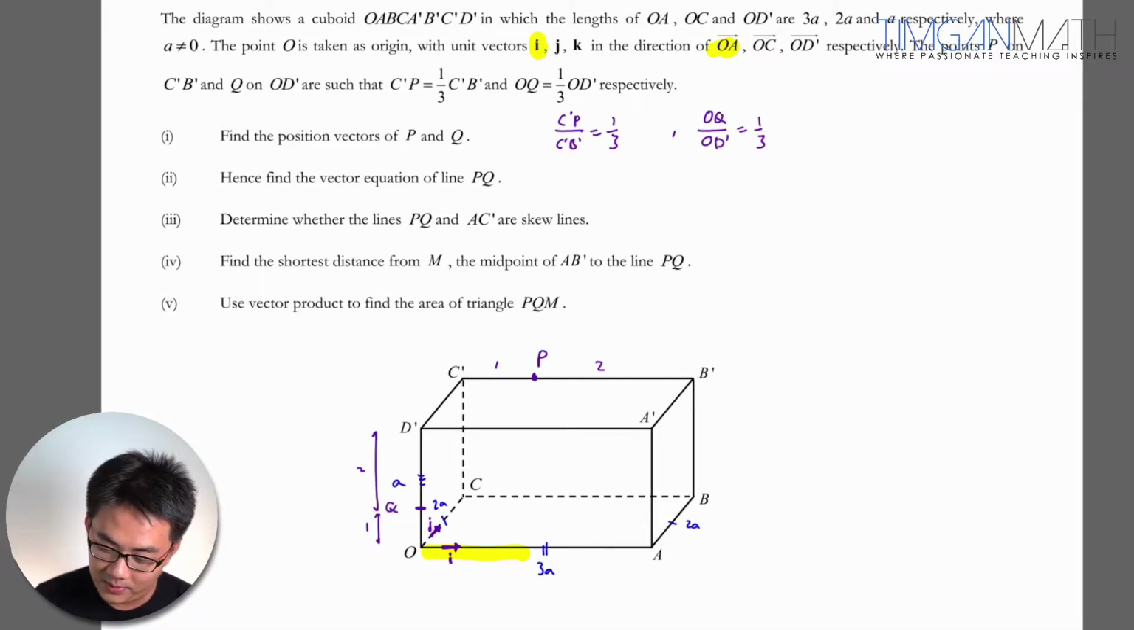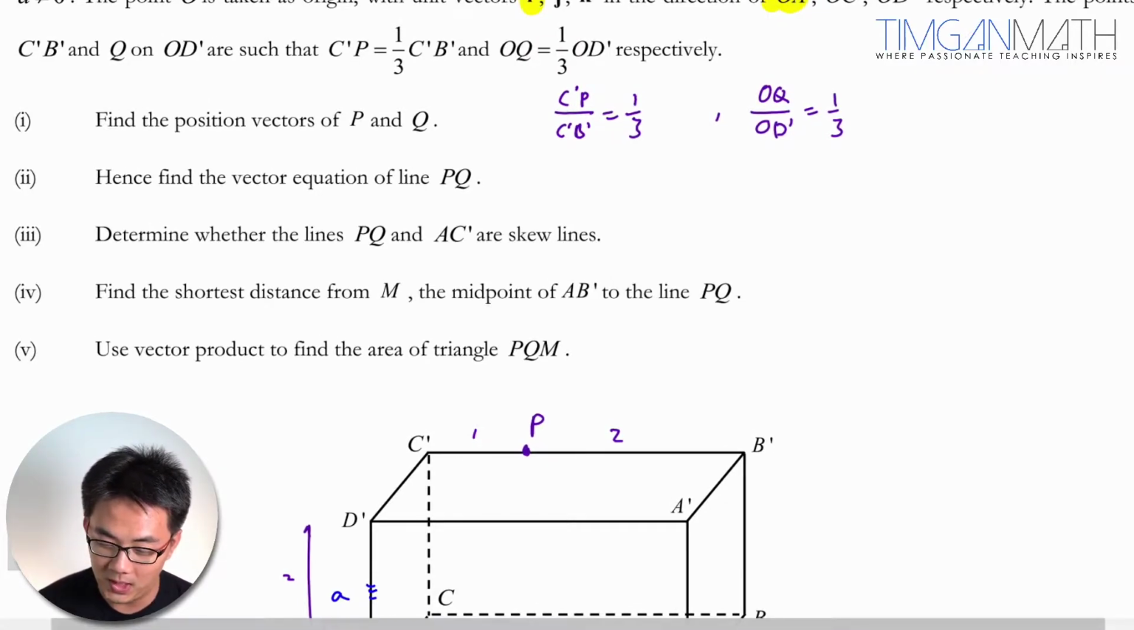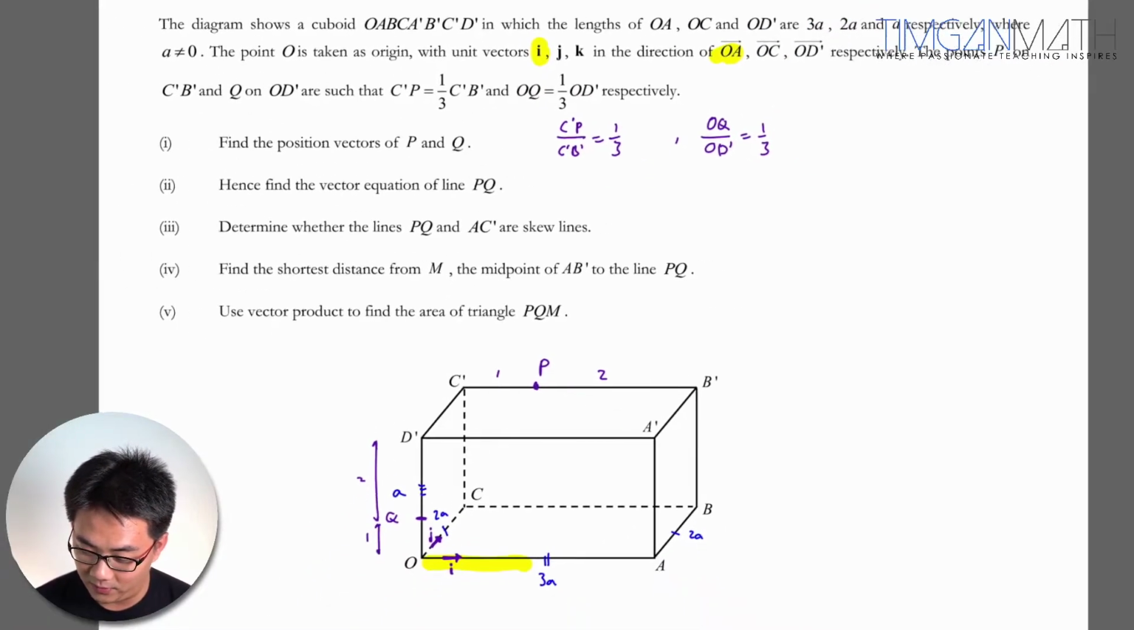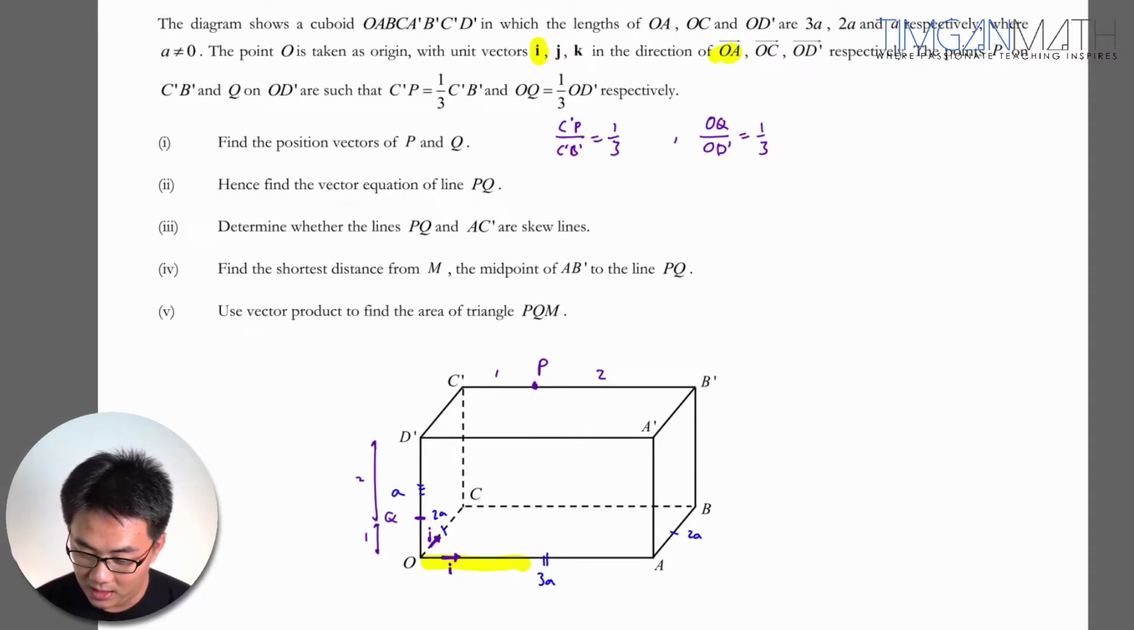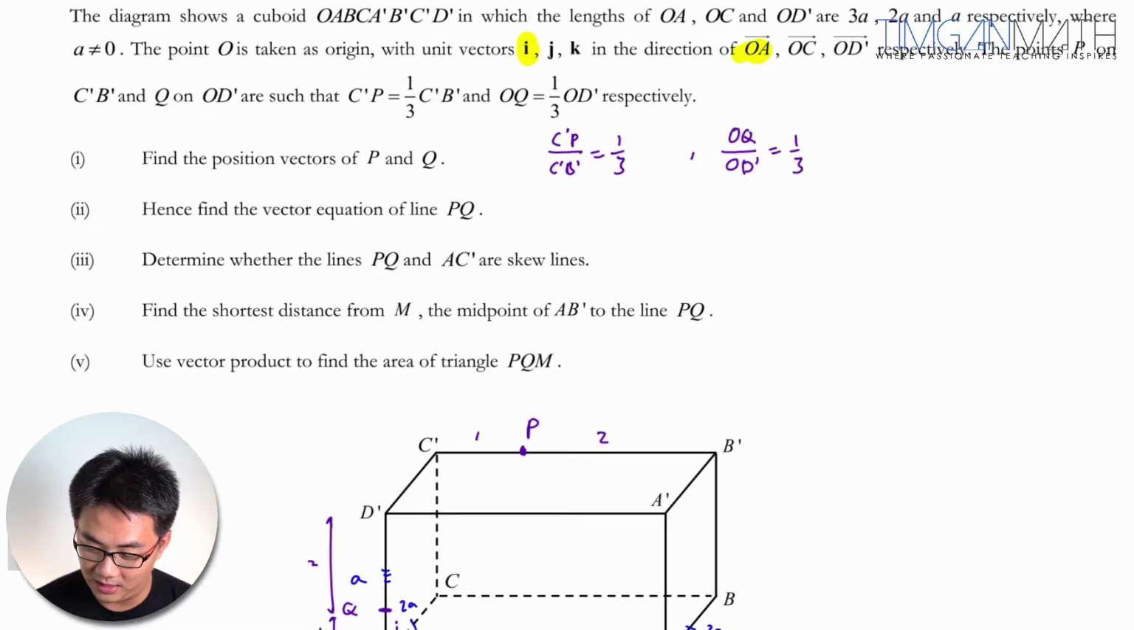So you are asked to find the position vector of OP. There you go. Life goes on. Is it in terms of a? They never say in terms of a. Okay, I think it's likely in terms of a.